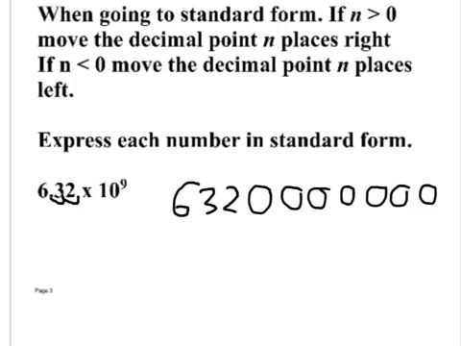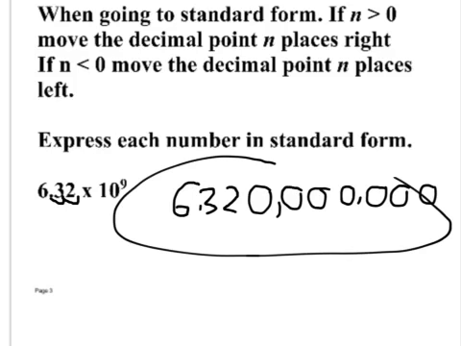Then I count back and put my commas in there. So that gives me 6,320,000,000. Everyone see how that's done?